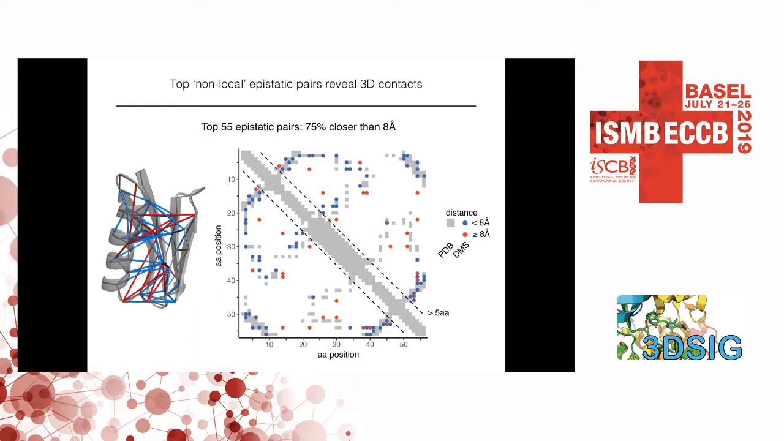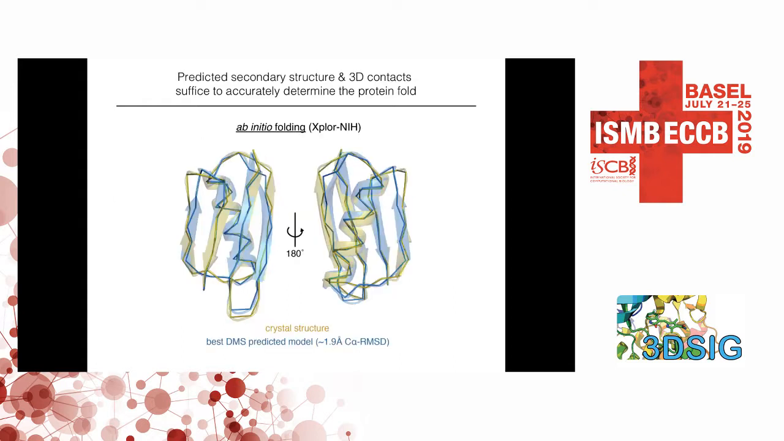And now can we actually use that to predict the structure? So only using the predictions we got from the deep mutational scanning data, so secondary structures and 3D contacts, we can simply put this into simulated annealing algorithms, standard algorithms that are also used in the co-evolutionary field, and we can accurately predict the fold of the protein down to 2 angstroms.